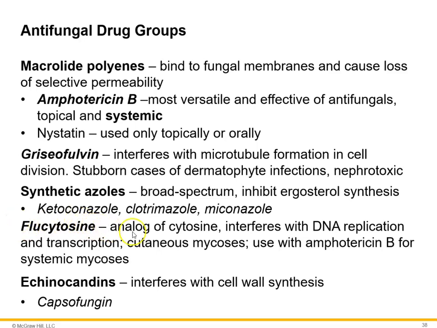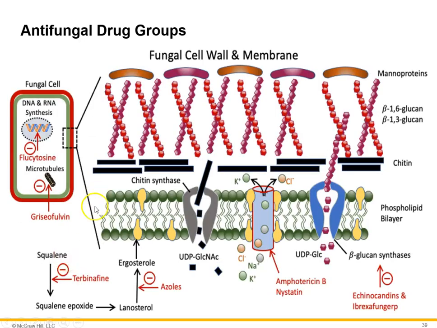Flucytosine. This is an analog or a look-alike of cytosine, and this is going to interfere with DNA replication and transcription in the fungal organism. It can be used with amphotericin B for systemic mycoses. And again, we're looking for that synergistic effect, right? The echinocandins are going to interfere with cell wall synthesis. And I'll show you what I mean right here.